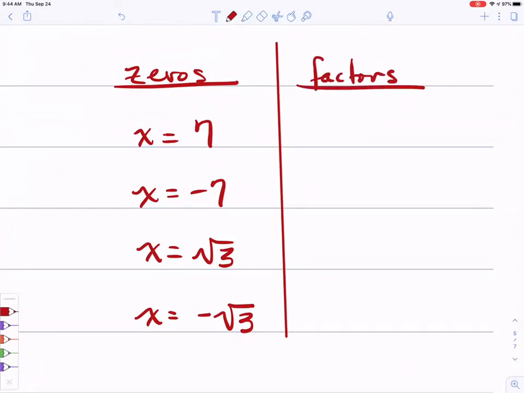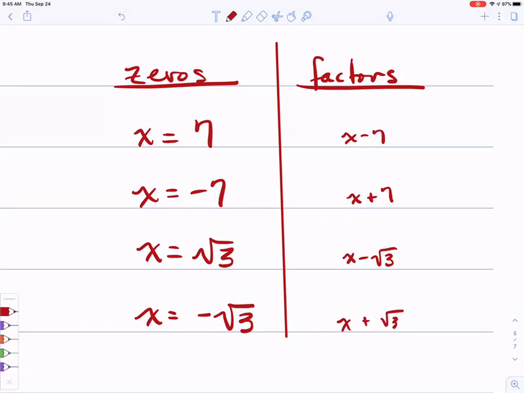Now, the zeros are where x is alone. The factors are where the number goes over to be with the x. So what's my first factor? And somebody else, my second factor. x plus 7. A third person, the third factor. x minus the square root of 3. Good. And then the last one, Dylan? Yeah. That's fine.